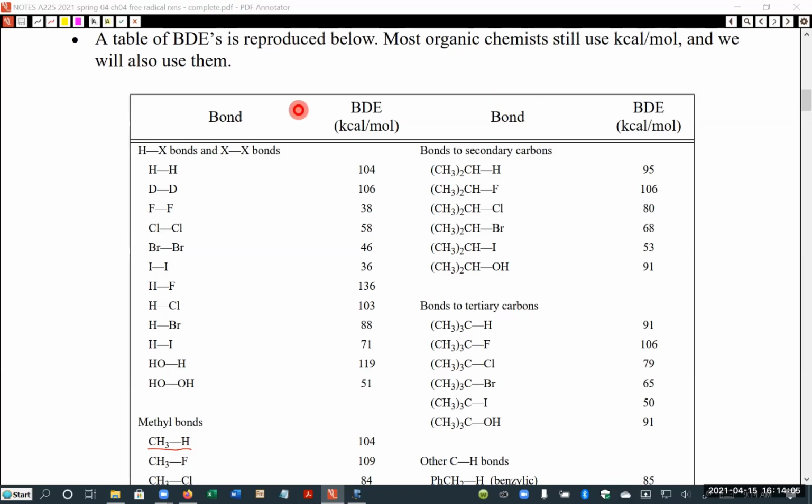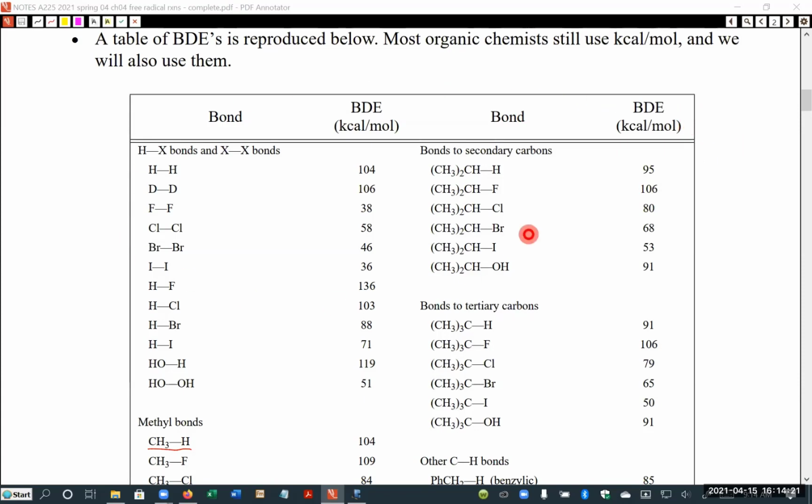So most organic chemists still really work in kilocalories per mole. As a result, what I did was I took the table from the book, which is actually in kilojoules. I think it might actually have both columns. I took the kilojoules column out, and only have kilocalories in it. And those are the numbers we're going to work with.